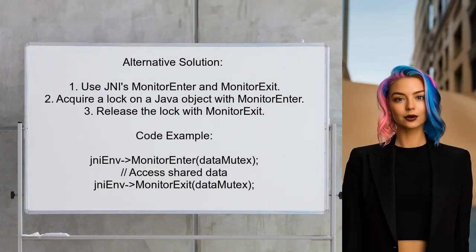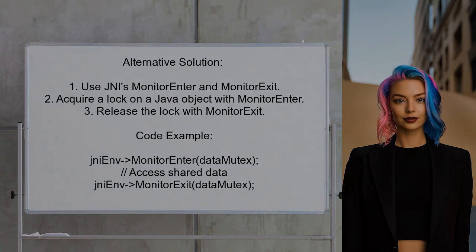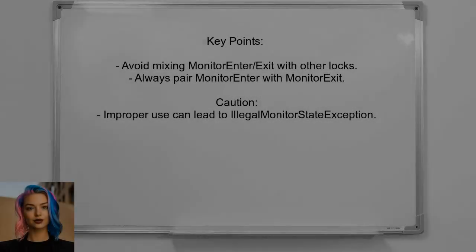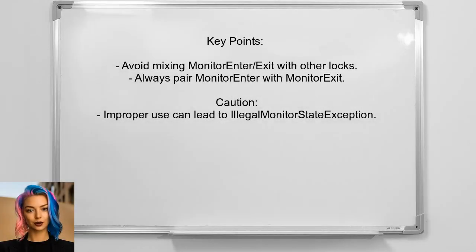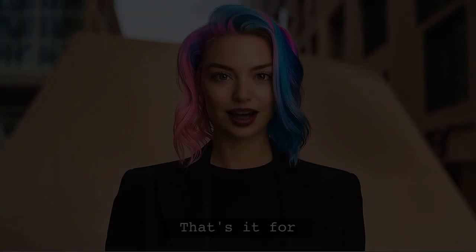An alternative approach to synchronize threads in a JNI environment is to use JNI's built-in synchronization functions. Specifically, you can utilize monitor enter and monitor exit to manage locks on Java objects. This method allows both C++ and Java threads to safely access shared data. It's important to note that mixing JNI's monitor functions with other locking mechanisms can lead to issues. Always ensure that a monitor entered with monitor enter is exited with monitor exit to avoid deadlocks. That's it for that response.